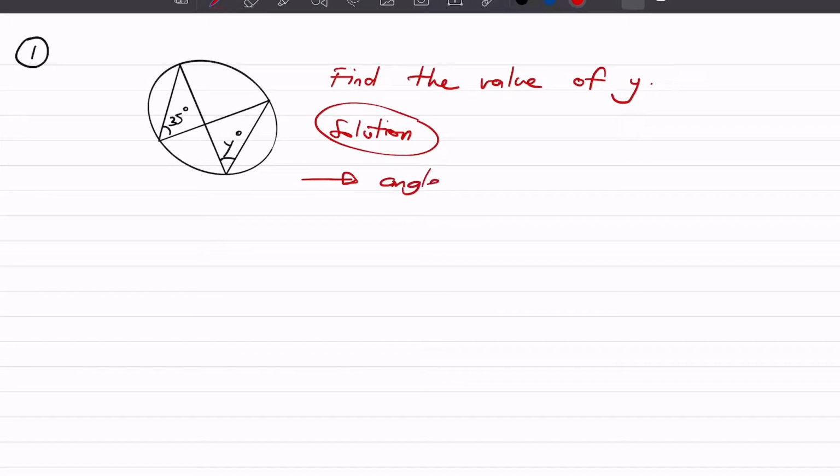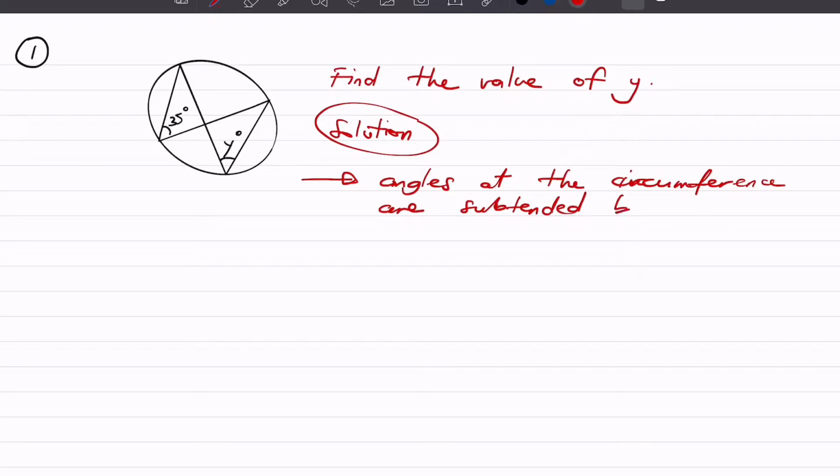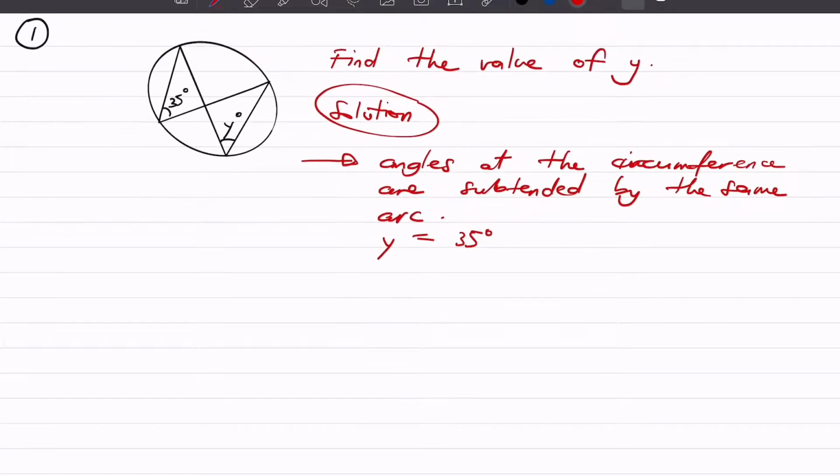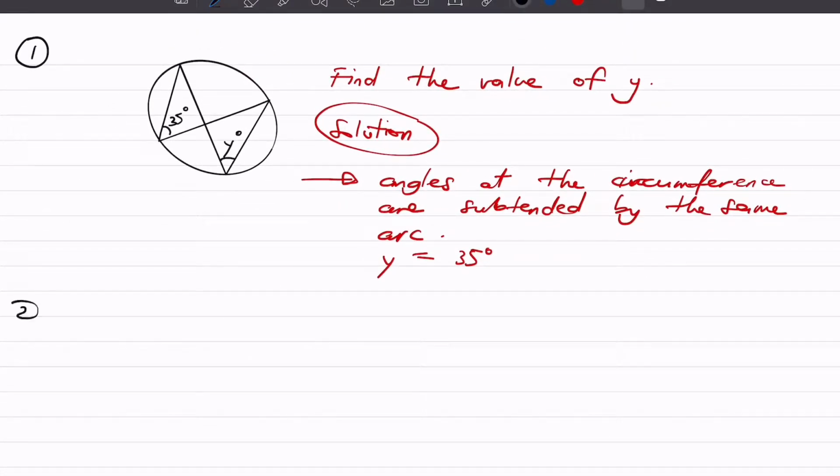So the angles at the circumference are subtended by the same arc, so y equals 35 degrees. Okay, I'll show you another example.